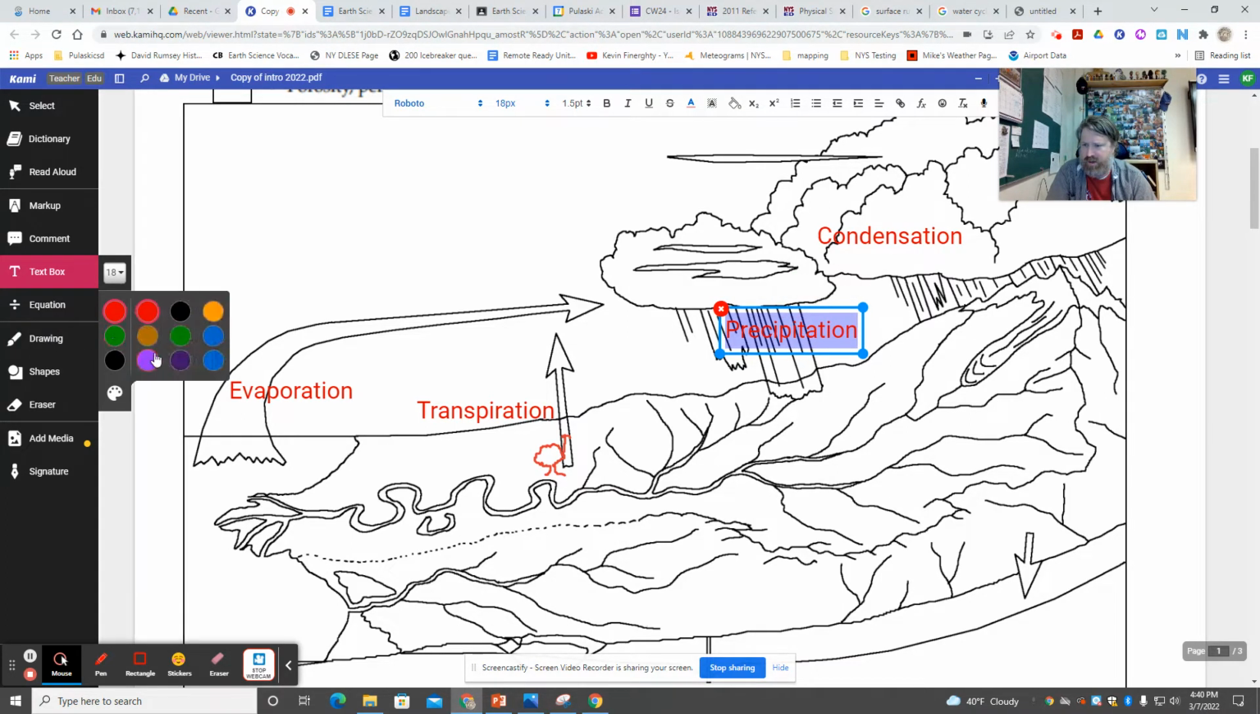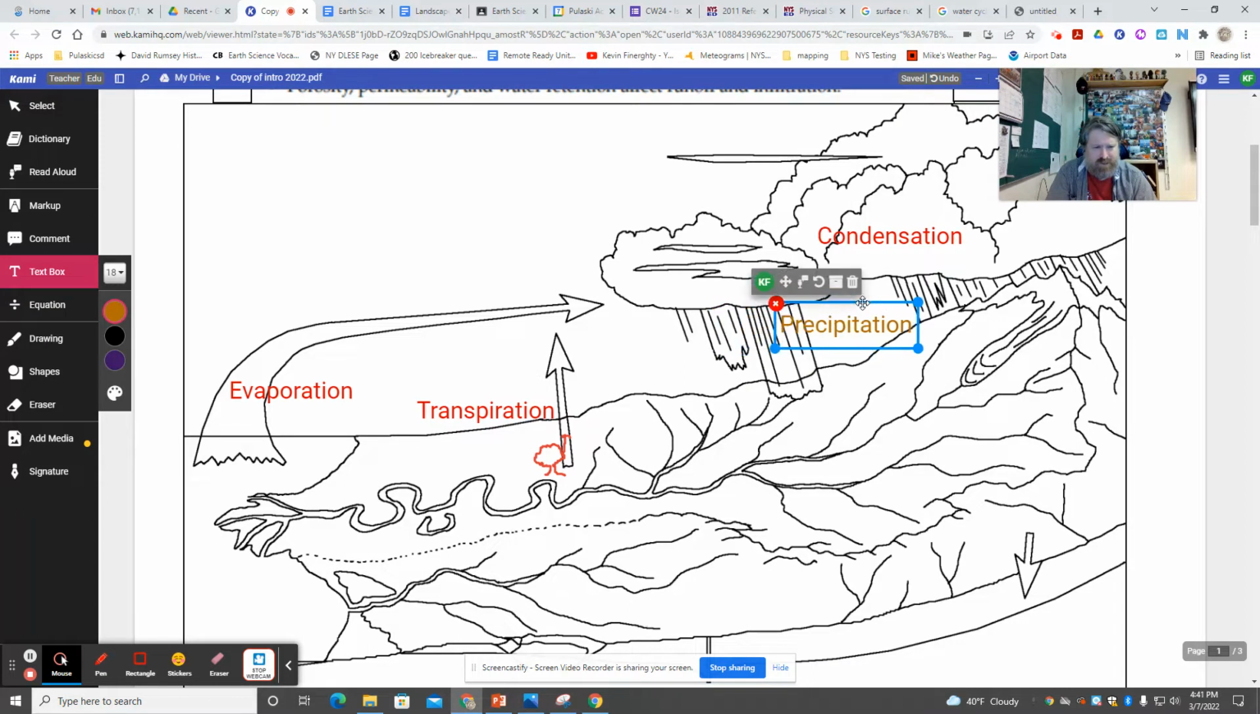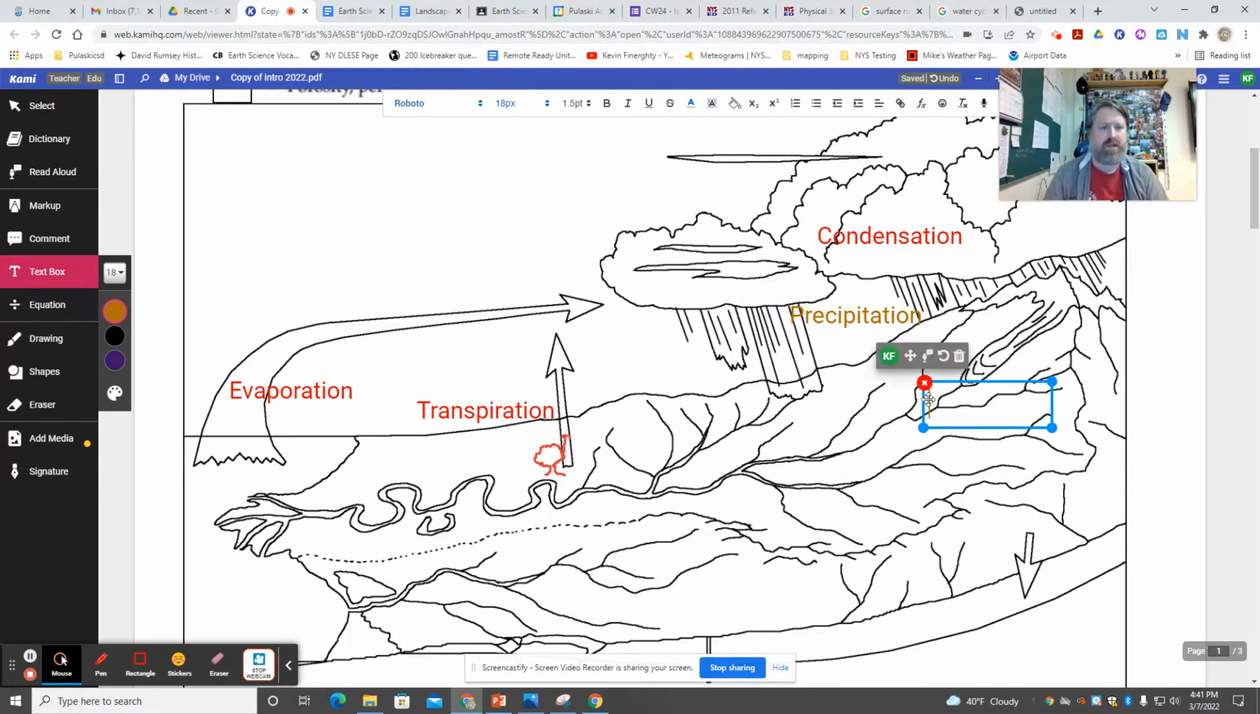Red, easy to read here. How about blue? Not much better. I guess just being with that in the background.